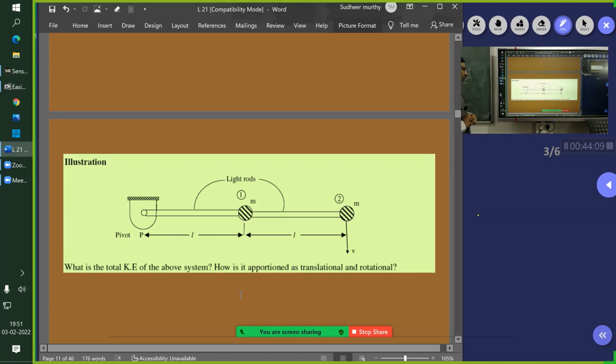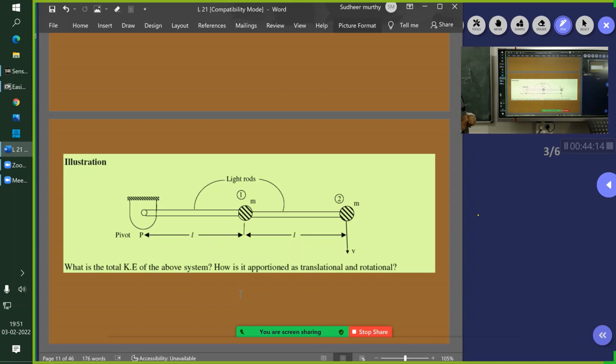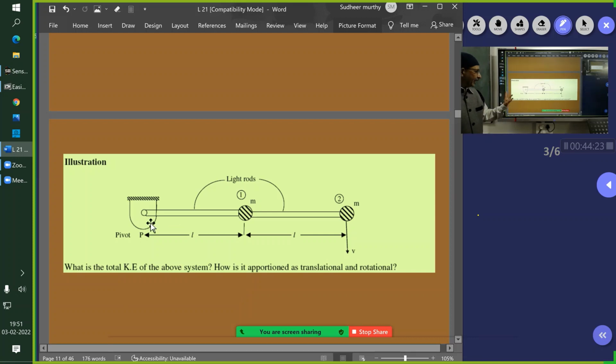This one you do. What is the total kinetic energy of the above system? How is it apportioned as translation and rotation? If you want to, you can do it by both methods. Directly you can take it as I about the pivot here and calculate the kinetic energy. But remember, there are two points here. This is kept here, but this will not be the center of mass. The center of mass will be somewhere here. Be careful.